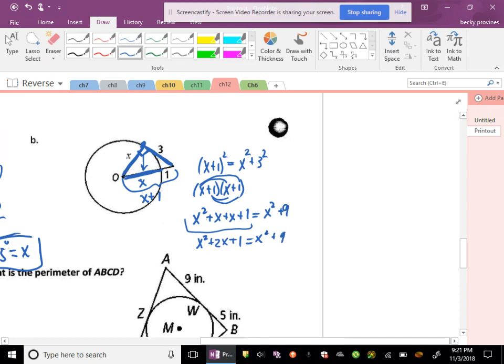So what's going to happen every single time is you're going to have an X squared on both sides and they're gone. So it turns into a much easier problem right away. So let's subtract 1, and 2X is 8. And lastly, divide, and X is 4.